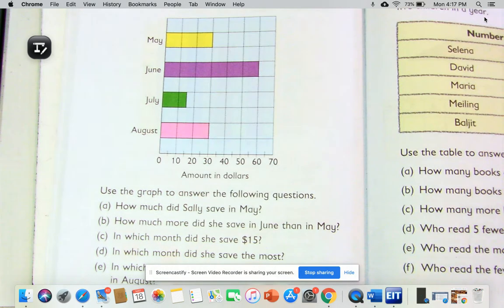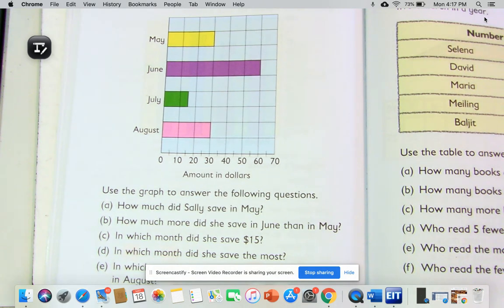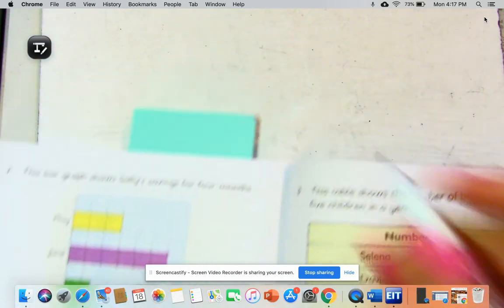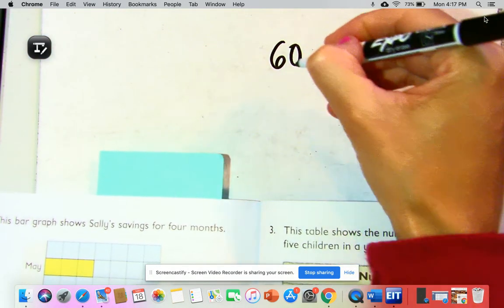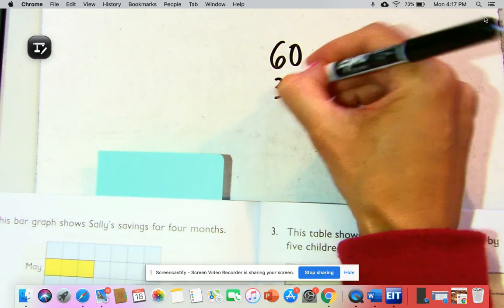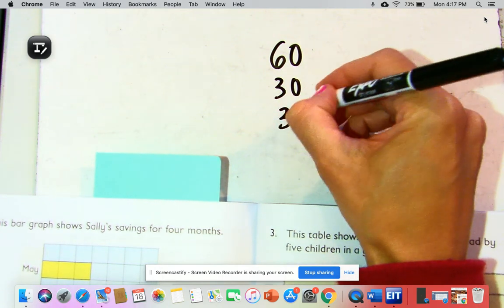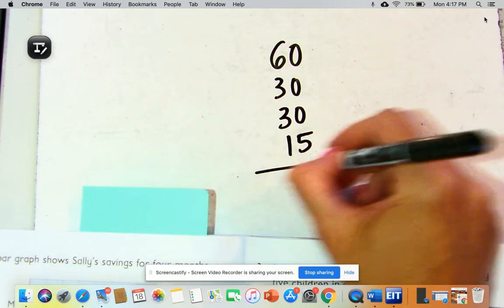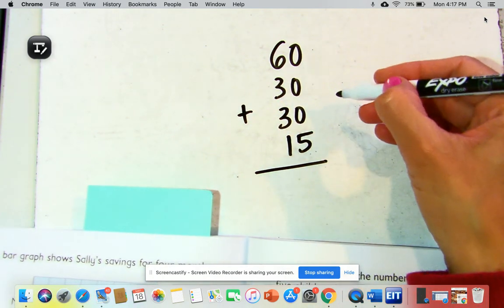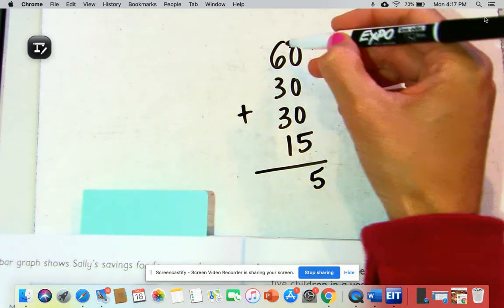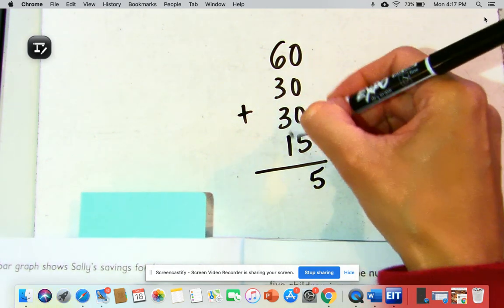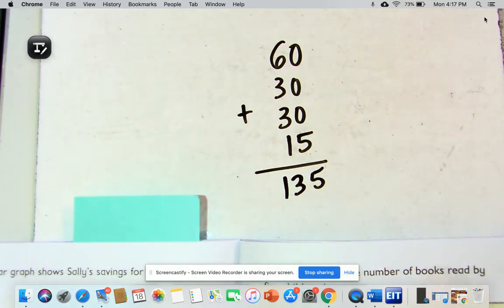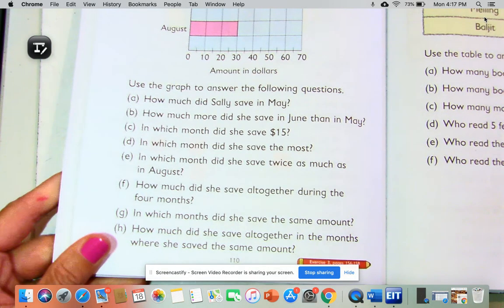135. Is that correct? Let's just check real quick. So let's see, we said 60 in June, 30 in May, 30 in August, 15 in July. We'll do a quick calculation here. 5, 6, 7, 8, 9, 10, 11, 12, 13. We were right. 135. Nice job. It's a good amount of savings.